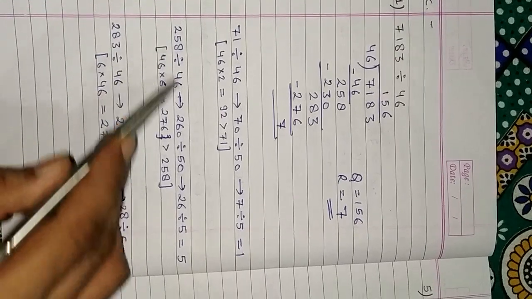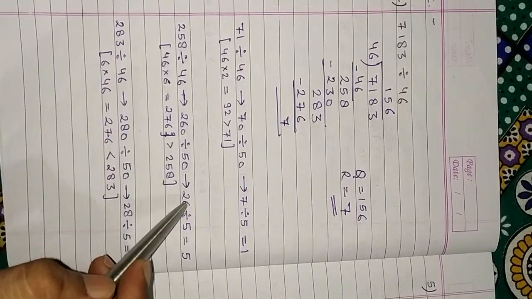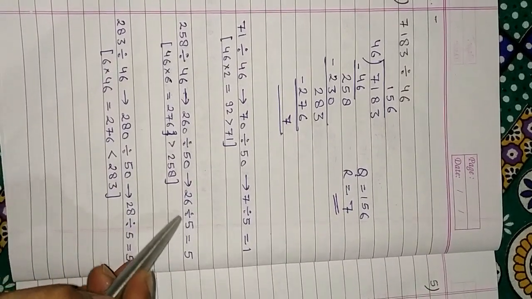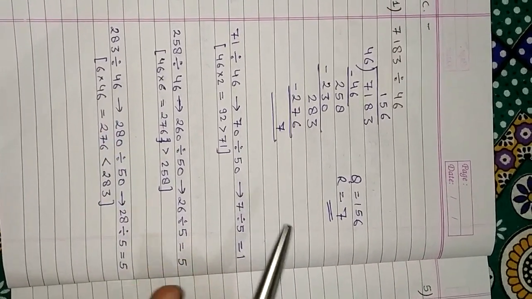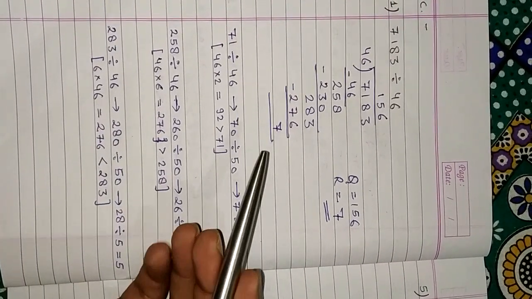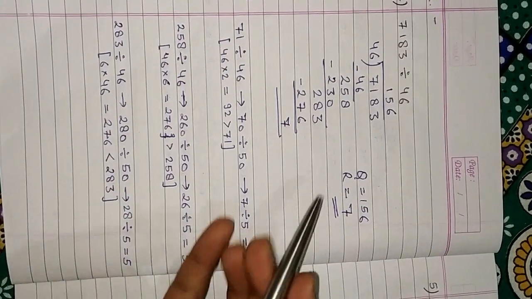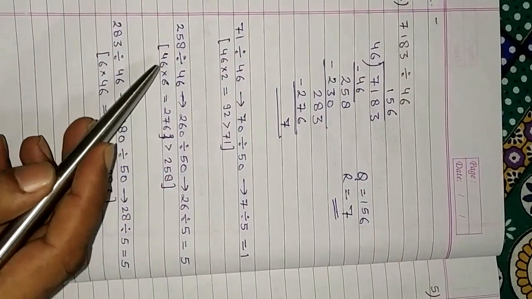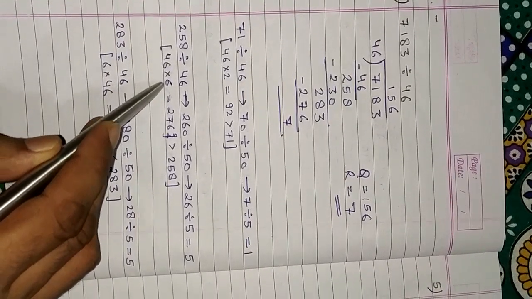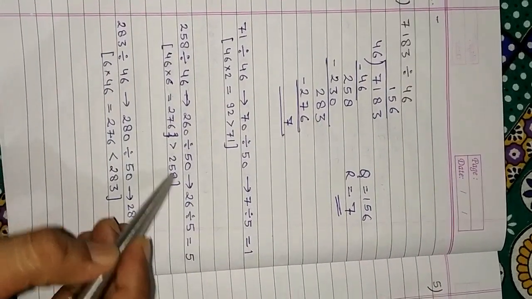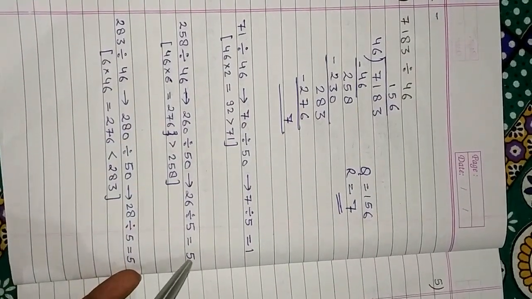When we estimate 258, we get 260 divided by 50. We can write this as 26 divided by 5 and the rounding quotient will be 5. Now when we multiply 46 by 5, we get 230. We will also check for a number greater than 5. 46 6s are 276, which is greater than 258. So we will not divide with 6. We will divide with 5.